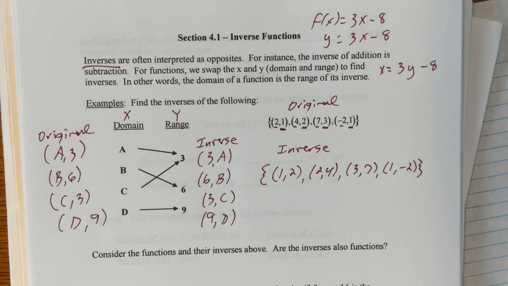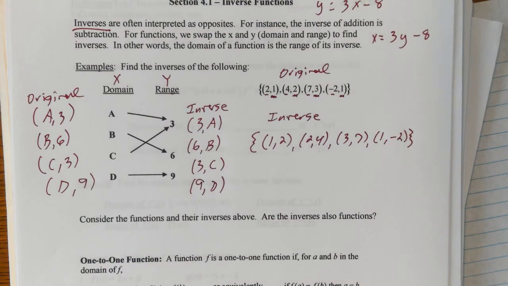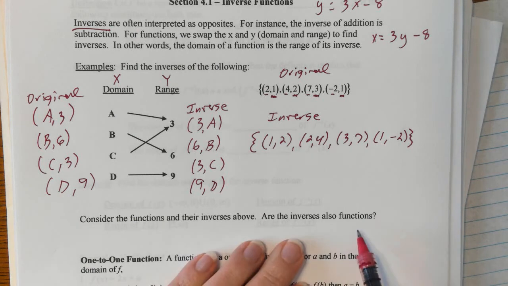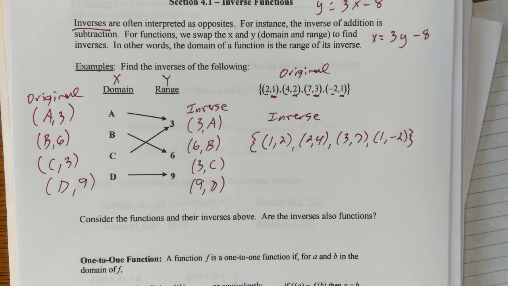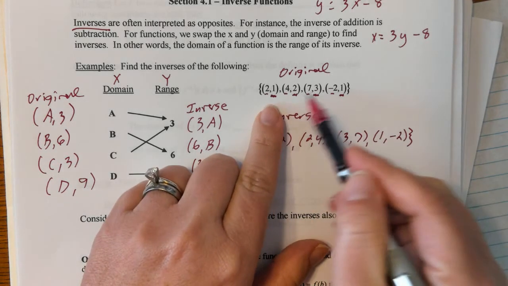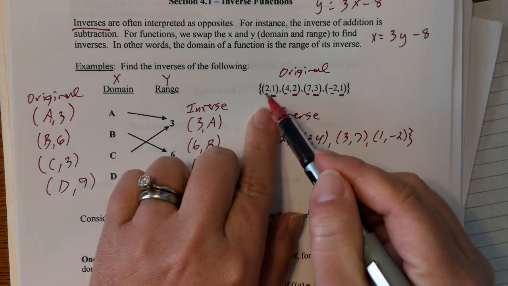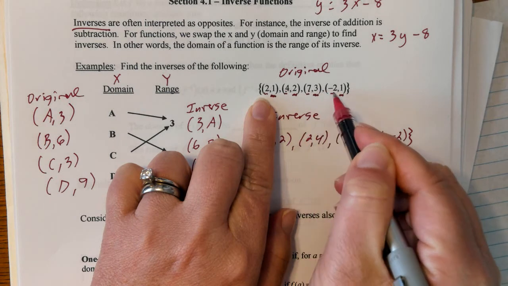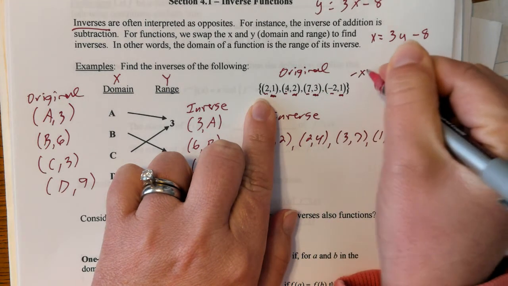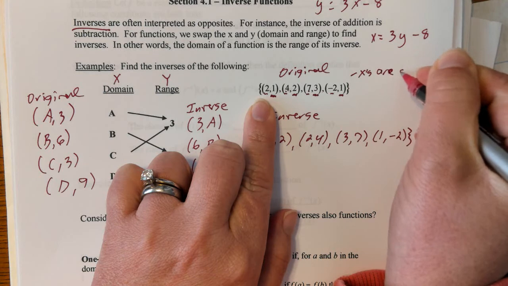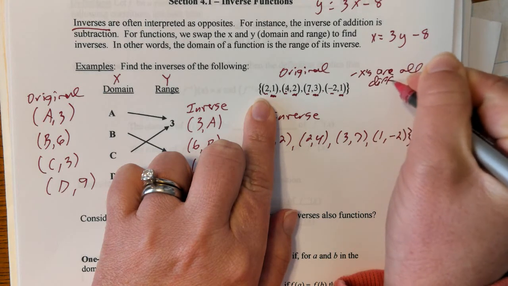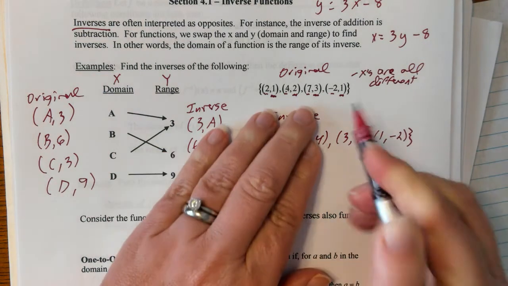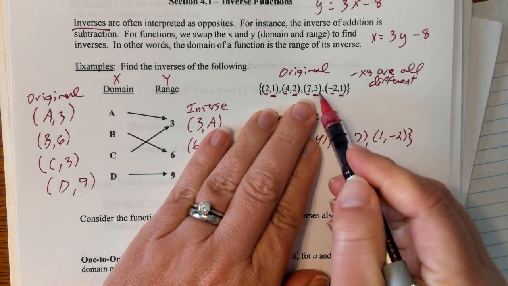Okay? Now, remember back in Chapter 2, I believe, we talked about what it meant to be a function. We said, well, if something is a function, then it passes the vertical line test. All the x's are different numbers. So, for instance, if I look at these original ordered pairs here, all the x's are different numbers. 2, 4, 7, negative 2. The x's are all different. Okay, so it's a function.